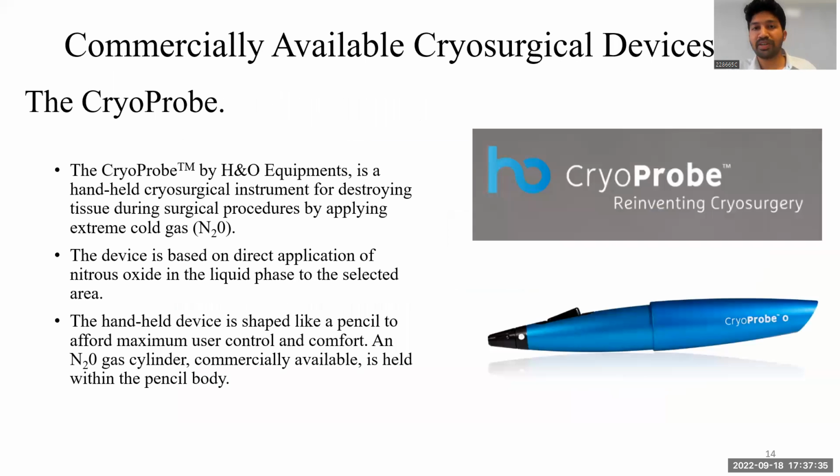One of the most prominent examples of a commercially available cryosurgical device is the cryoprobe. You can see here it's a handheld device with an ergonomic pen-like shape. It has N2O as its cryogen, a cold nitrous oxide gas. It's a closed loop system which we use on the lesion.